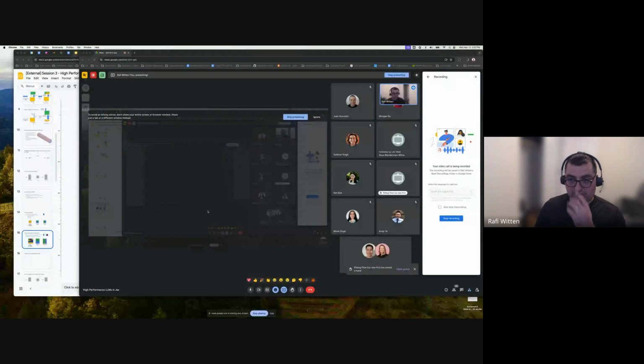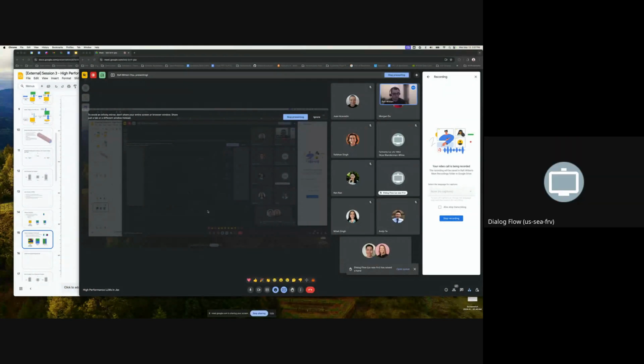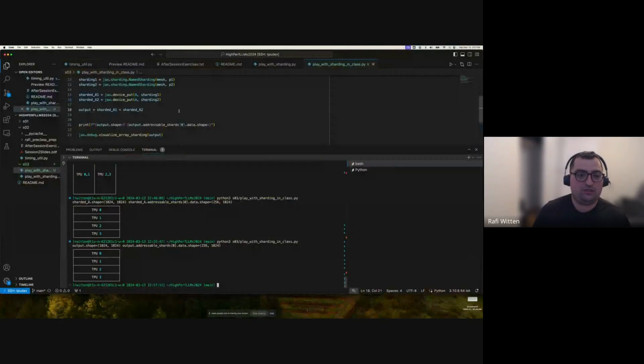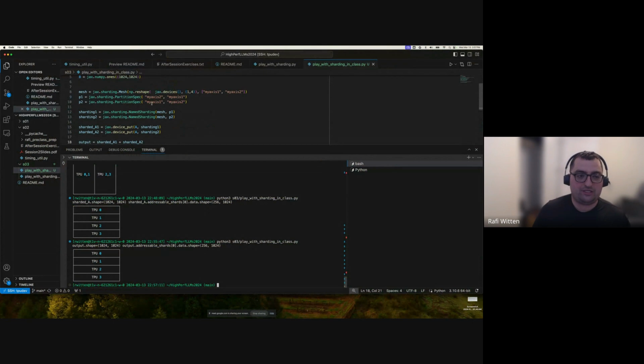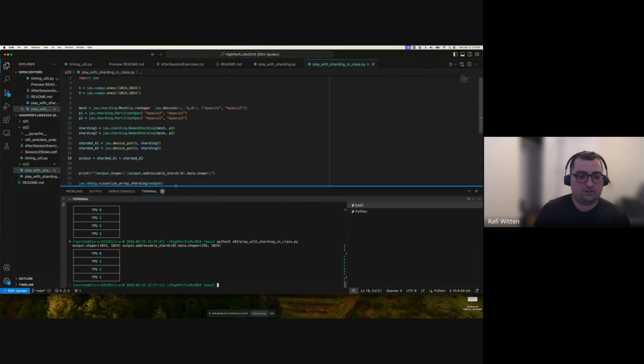Cool. Dialog flow. Do these concepts also apply to higher dimensional tensors? Absolutely. We actually can't visualize them as easily, but none of this depends on anything about A's shape.